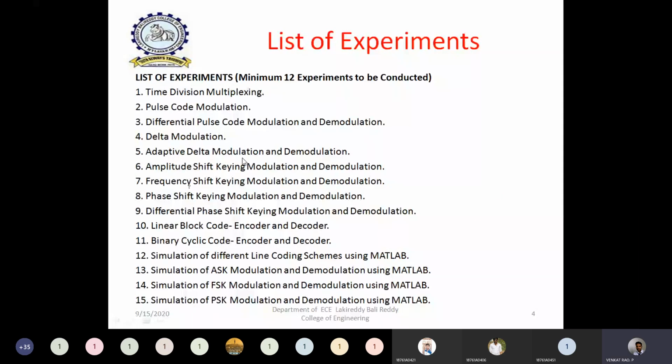Coming to the list of experiments, this we already know. We have a total of 15 experiments. Out of these 15, a minimum of 12 experiments must be conducted during the lab course. So we will selectively conduct a minimum of 12 experiments from this list of 15. Of course, if we have time at the end of the lab course, we will also do the remaining experiments. But as of now, we'll start with time division multiplexing and then pulse code modulation. The third experiment will be delta modulation, and then thereafter the others.